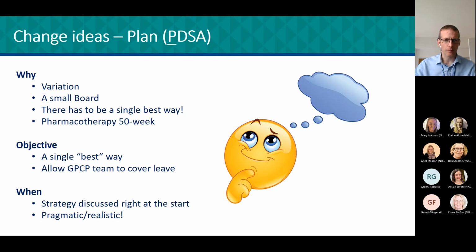So the aim was to reduce variation. As I say, there has to be one perfect way, and also for the pharmacotherapy team, with the request for a 50-week service, it needed to be a fairly consistent approach when we were jumping from one practice to another, or if we were ever going to be able to get to that point. We can't have folk going to a new practice and then having to learn a whole new way of doing things for the sake of a week. So it was trying to find the best way and then be able to get on.